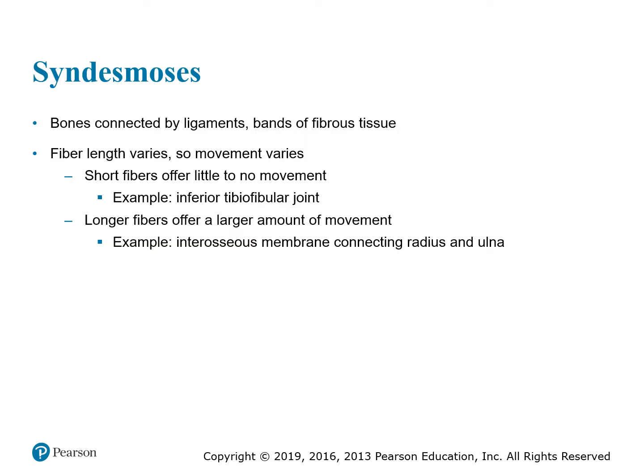Syndesmosis are bones that connect by ligaments, fibrous bands of tissue. The fiber length varies, so movement varies. Short fibers offer little to no movement. An example of that would be the inferior tibiofibular joint. The longer fibers offer a larger amount of movement. An example would be the interosseous membranes that connect the radius and the ulna.